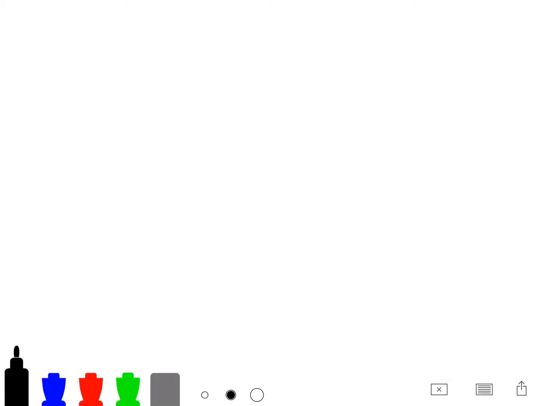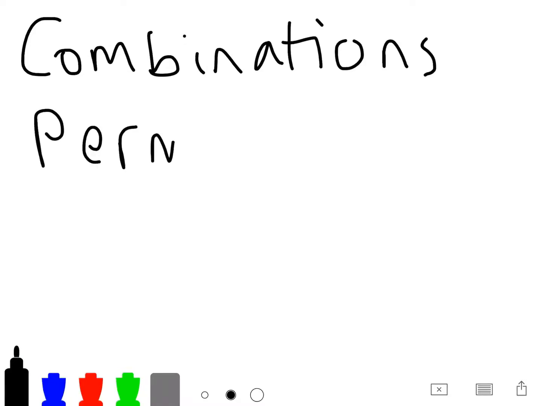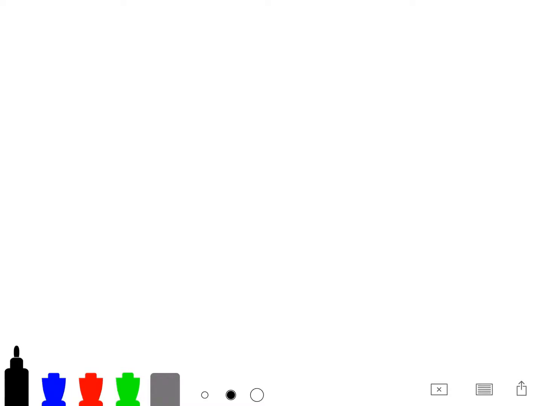Now, when are we actually going to use this? We can use it in combinations, and permutations. More on that in the next video. First, let's know our first few factorials.